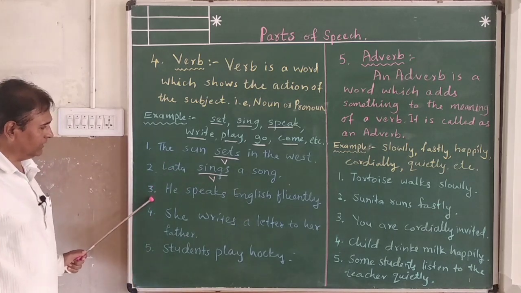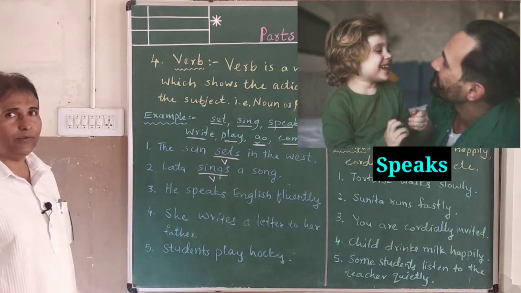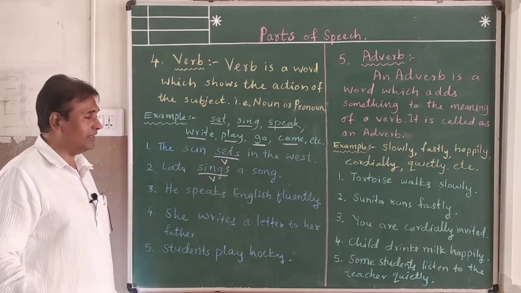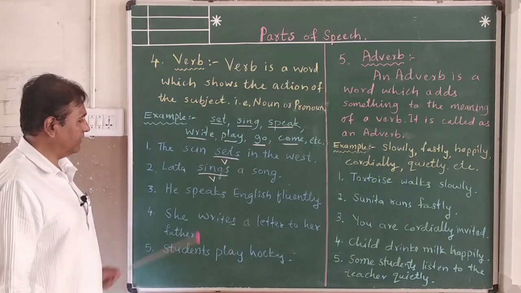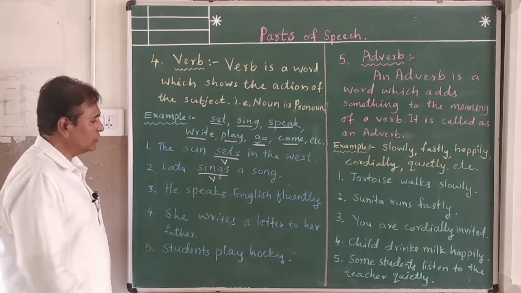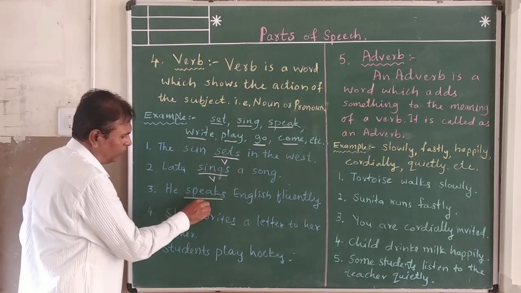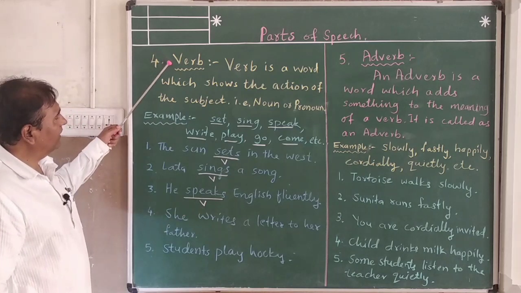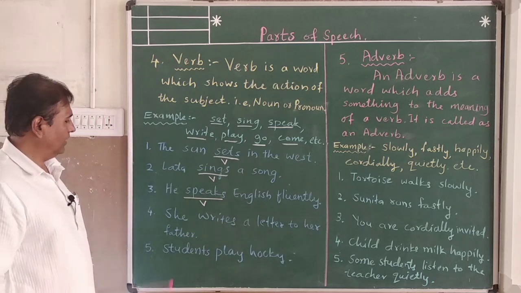Now go to the third one. He speaks English fluently. This is action. Which word shows the action? Here. What is the action here? Speak. Speak is the verb here. So just underline the word and write down below V. V is the verb. This is the short form of the word verb.